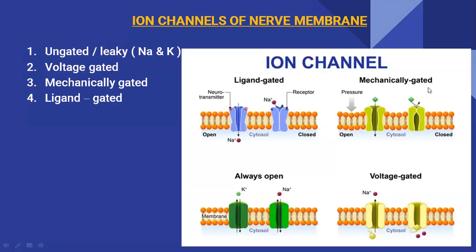Mechanically gated channels also function in the same way, but mechanically gated channels are present on the receptors present in sensory organs. Ligand gated channels are present on the postsynaptic membranes. This is the only difference. So the functioning of ligand gated and mechanically gated channels will be similar to voltage gated channels. The functioning of ligand gated, mechanically gated, and voltage gated channels will be the same.